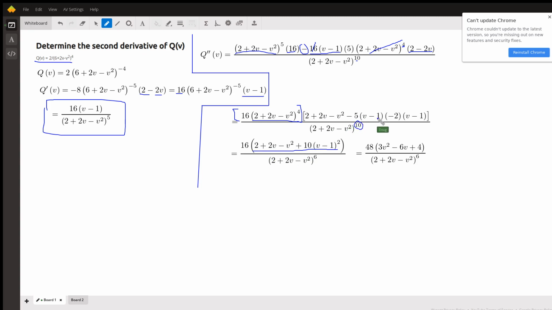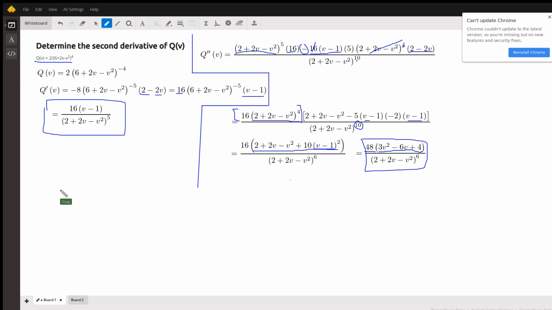This, of course, minus 5 times minus 2 becomes a plus 10, and I got a v minus 1 quantity squared. If you square this binomial, distribute the 10, combine similar terms, you get something like this, where every term has been multiplied by 3, but you can factor out that 3. 3 times 16, 48. So there you go. There is the second derivative.